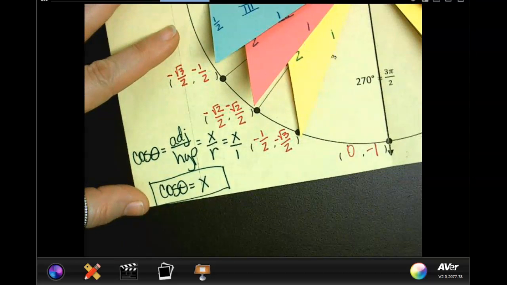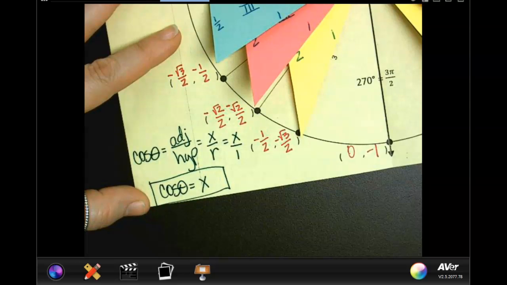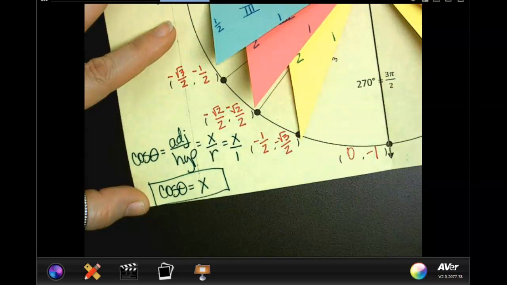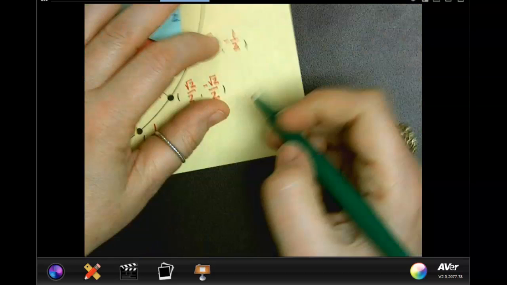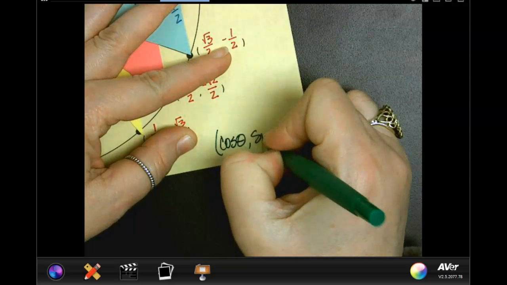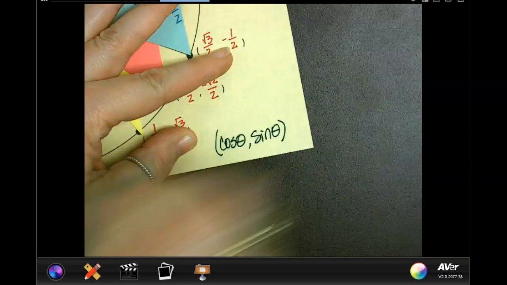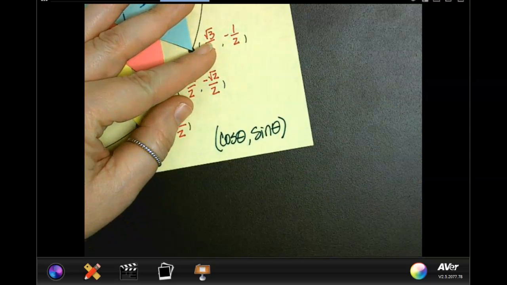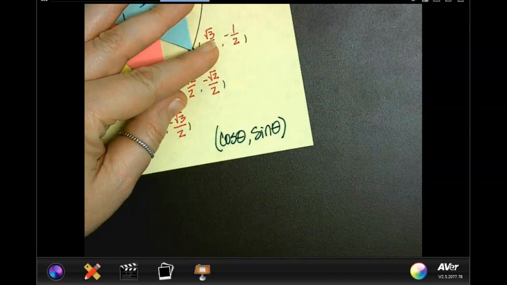So your ordered pairs, x, y, that we just filled in, give you the cosine and the sine value for every single one of those angles. So in the bottom right, I want you to write down cosine theta, sine theta. And how do you remember what order they go in? X, Y is alphabetical, so is cosine and sine. Cosine comes before sine in the alphabet. It's going to come before sine in an ordered pair. Okay? Everybody okay with that?